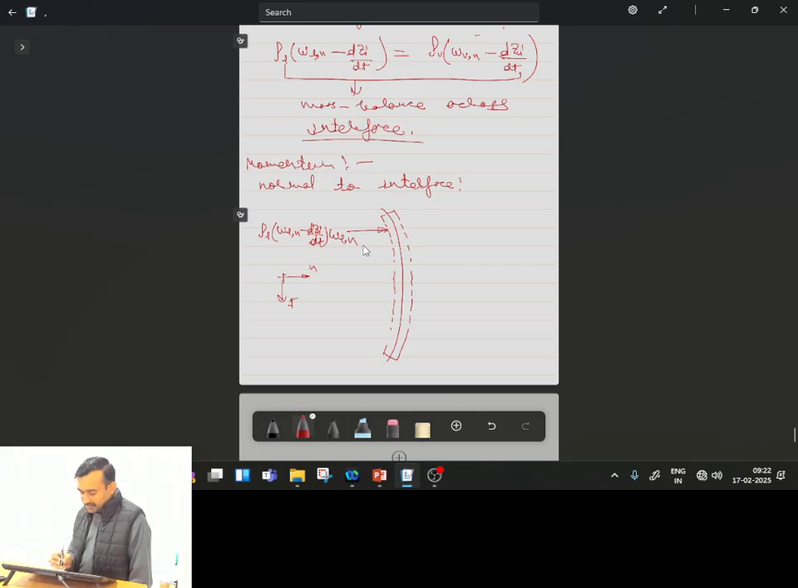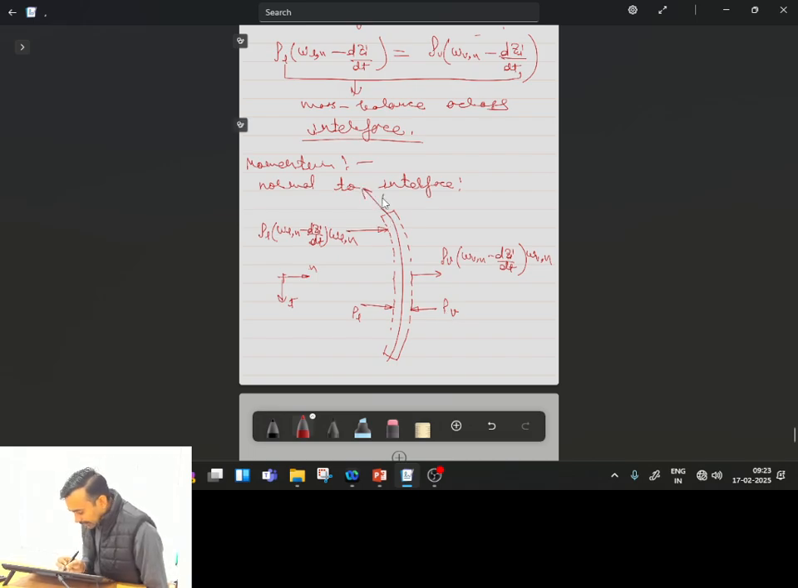Likewise, the momentum flux leaving the control volume in the normal direction will be rho V into (WVN minus dzi by dt) into WVN. Other than that, we know that in the normal direction, from this side I will have the liquid pressure PL, and from this side I will have the vapor pressure PV. Is this clear?